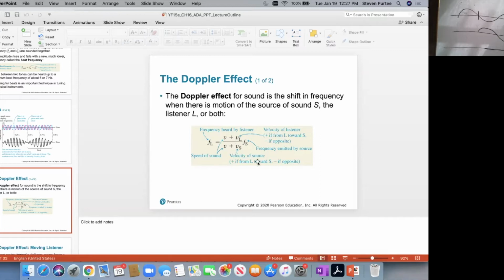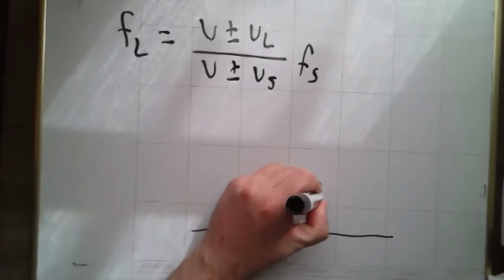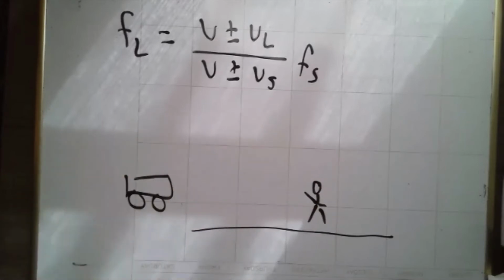So there are all these rules you can use. Here's the easiest way to do it. Let me write down this formula and draw a picture. And I'm going to write this in a more generalized version. Okay, so I've got my listener here. I've got my source here. I don't know, maybe it's a fire truck. And either one of these guys could be moving. They might both be moving in either direction.